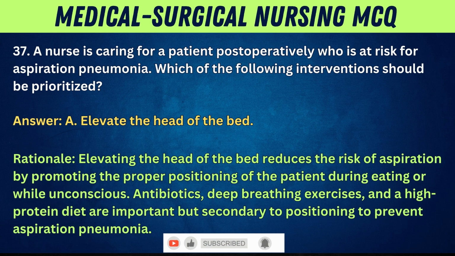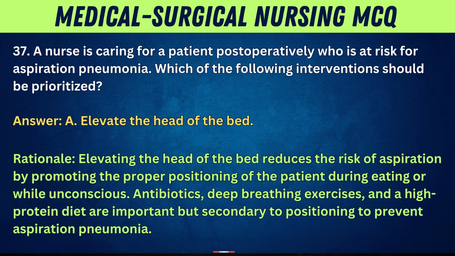Answer: A. Elevate the head of the bed. Rationale: elevating the head of the bed reduces the risk of aspiration by promoting the proper positioning of the patient during eating or while unconscious. Antibiotics, deep breathing exercises, and a high-protein diet are important but secondary to positioning to prevent aspiration pneumonia.